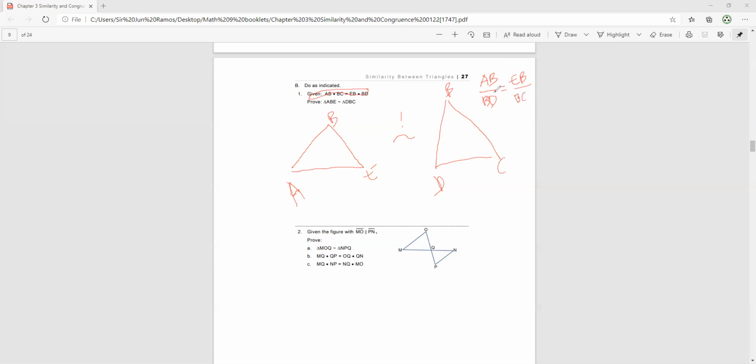So we got two proportional sides, equal to a constant K. And note that this angle here is congruent to that angle there. So we have S, A, and another S, proportional. So triangle ABE is similar to triangle DBC by the SAS similarity theorem. Okay, let's take a look at the next number.